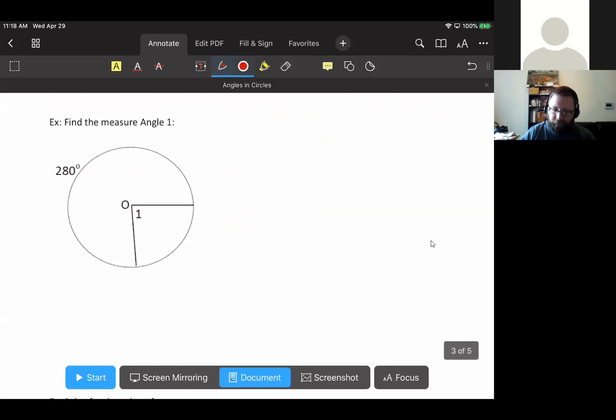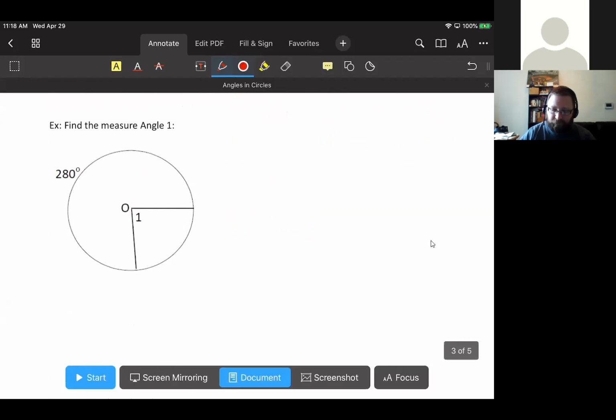Okay, so here's another one. This one's a little bit harder, not a lot harder. On today's assignment, there will not be any explaining. It's a new website similar to ones we've used before, but you've probably never used it before unless you're in Algebra 2 right now. So find the measure of angle 1.